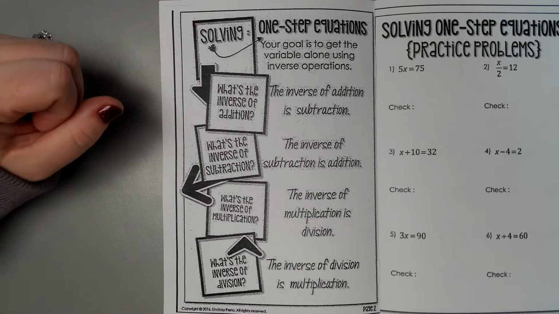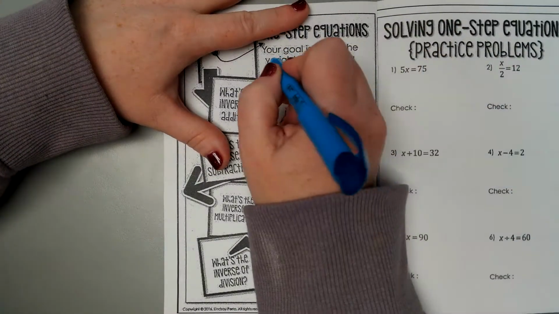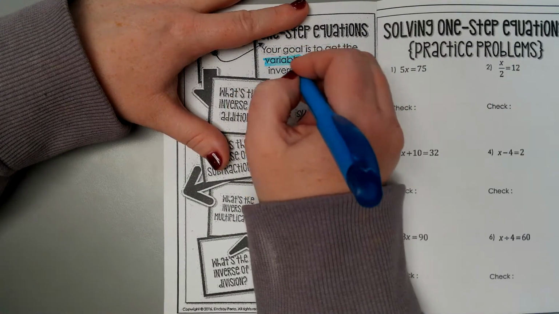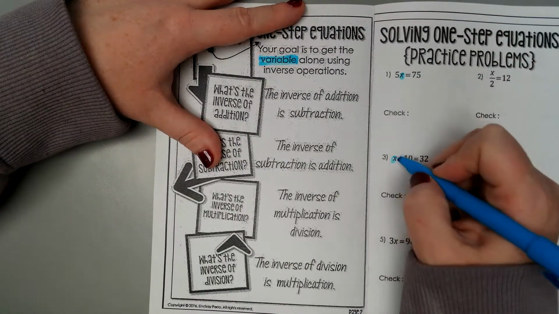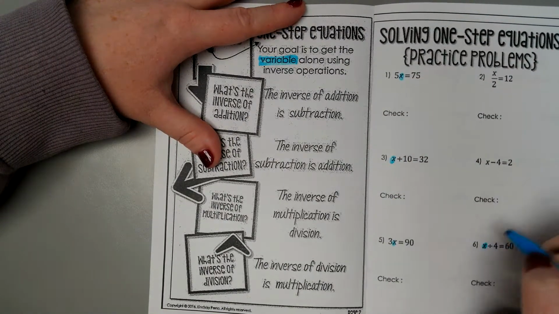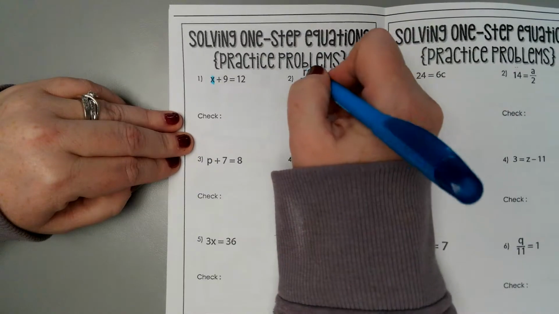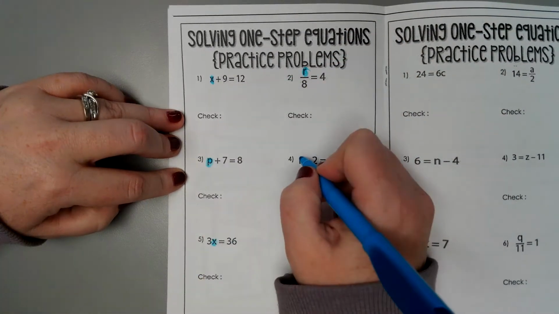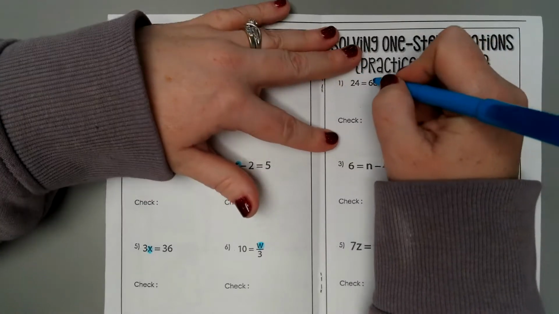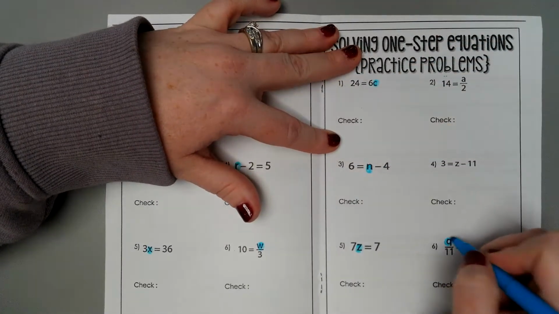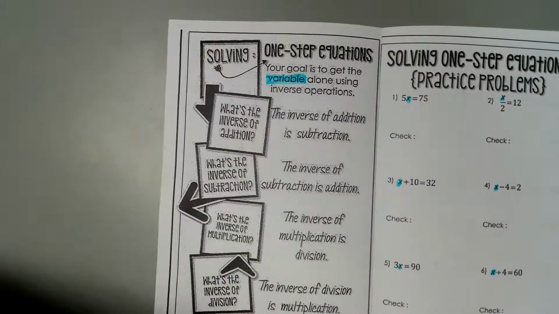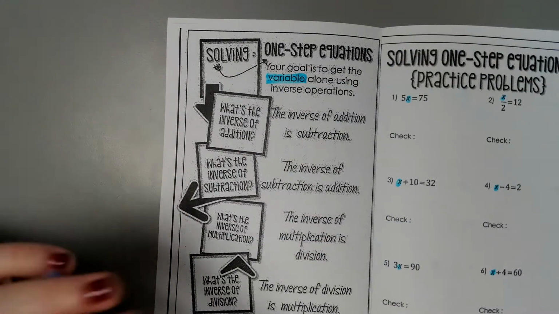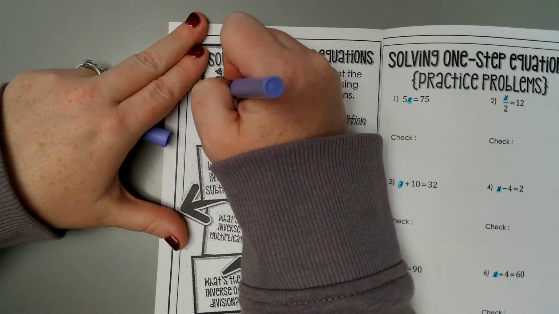So to solve a one-step equation, your goal is to get that variable alone. Variables are these letters. On this first page, all of them happen to be x. But if you turn the page, we have an x, an r, a p, an x, an r, a w, a c, an n, a z, a q, a z, and an a. So your variable can be any letter that stands for an unknown value. So a variable is a letter.